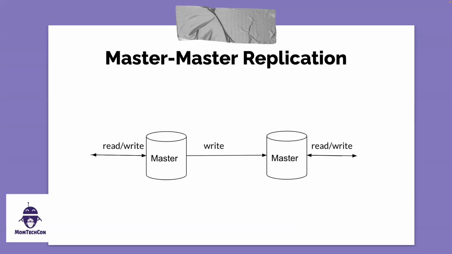Another type of replication is master to master. In master-master replication, both storages can handle reads and writes from clients and coordinate with each other on writes. If one of the masters goes down, the surviving master will take all the reads and writes.